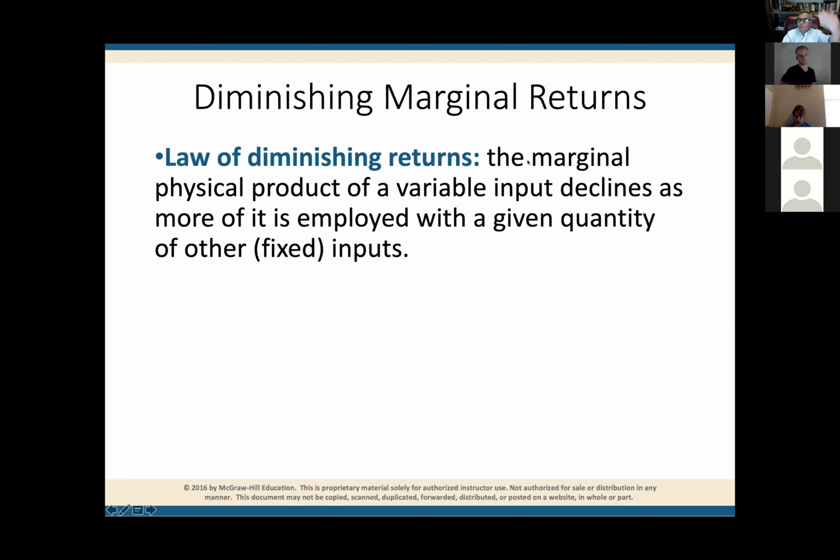The marginal physical product, the additional benefit of a variable input, declines as more is employed in a given quantity, if we keep everything fixed. In other words, there's a law of economics. It's called the law of diminishing returns, that simply says the additional benefit that you're going to get by hiring one more input eventually is going to reach a point in which it will be 0.